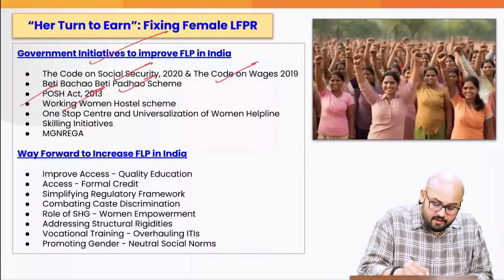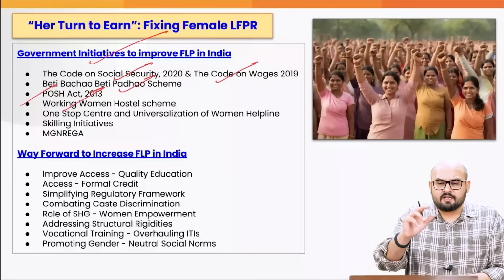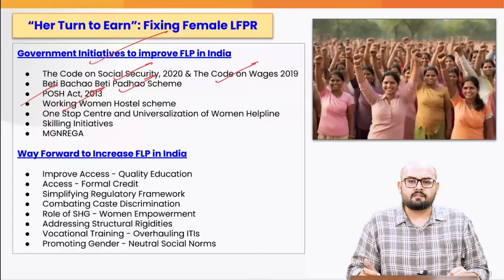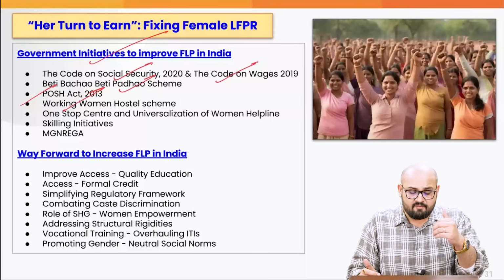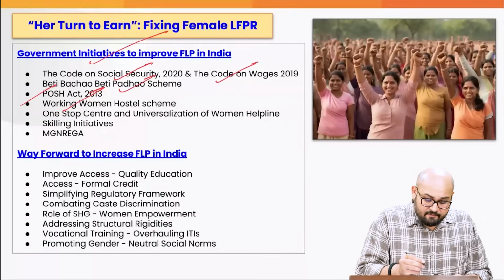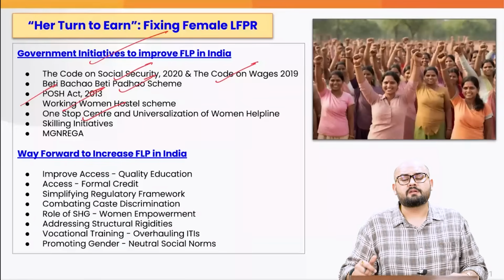Next, we have the Working Women Hostel Scheme. What the government is doing through this particular scheme is giving funds, subsidizing the construction of working women hostels or their upgradation, right? Next, we have one-stop centers, very, very important.